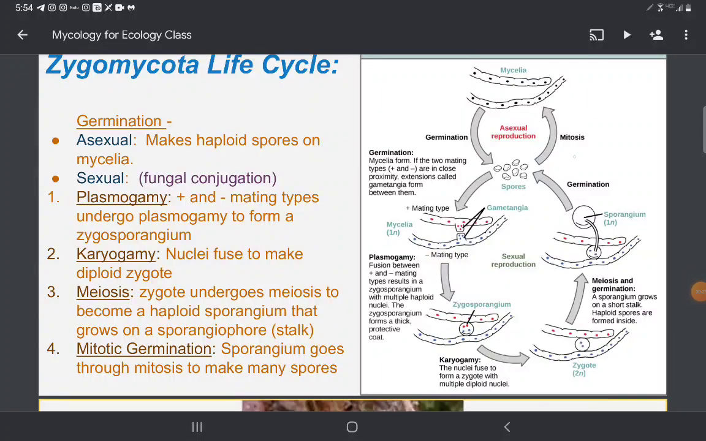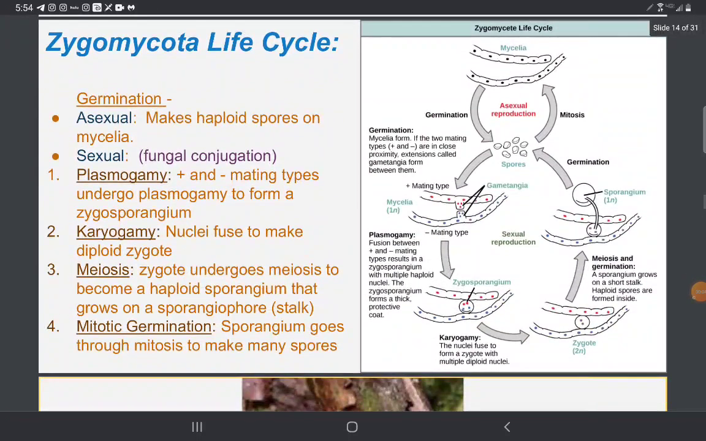All right, so we're going to continue talking about zygomycota, and this is where it gets complicated. So, we're going to talk about the life cycle of zygomycota. I'm kind of skipping the first phyla because I really couldn't find a lot of information on it. But we're going to just do zygomycota and go from there.